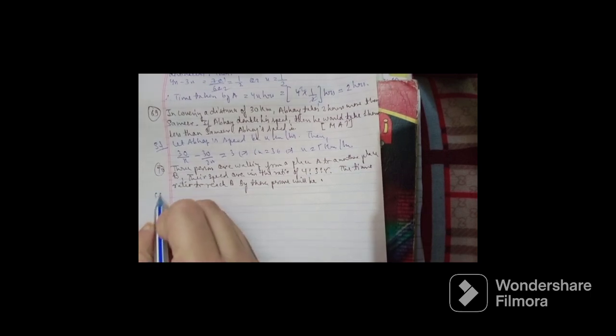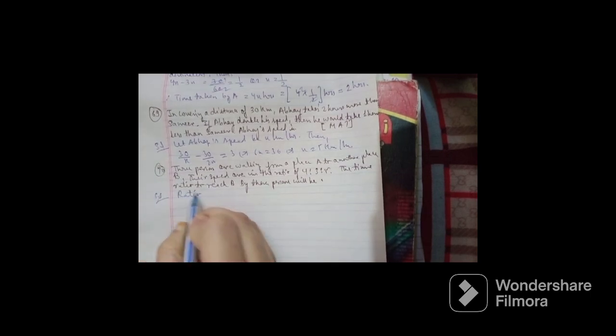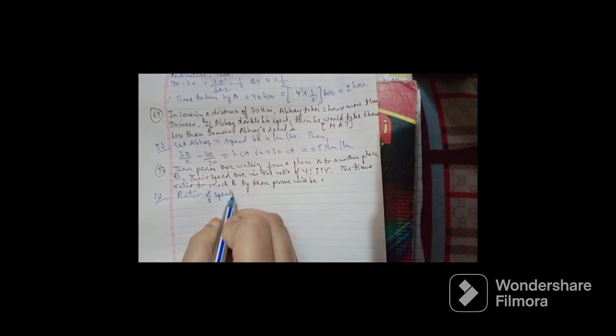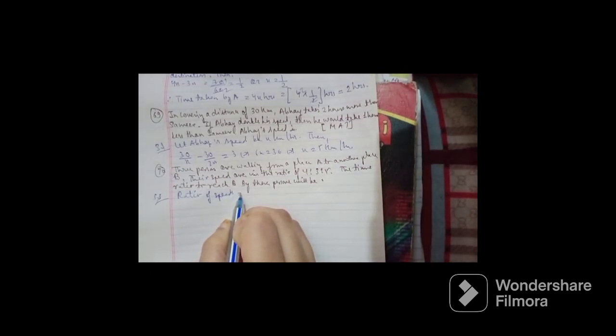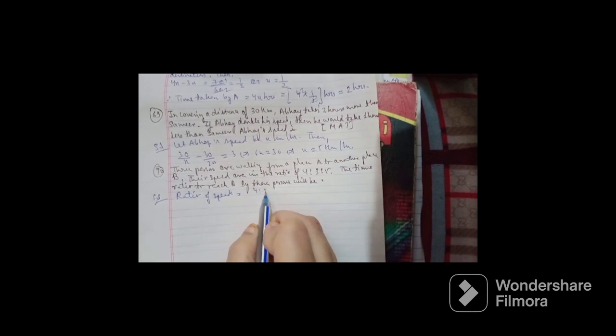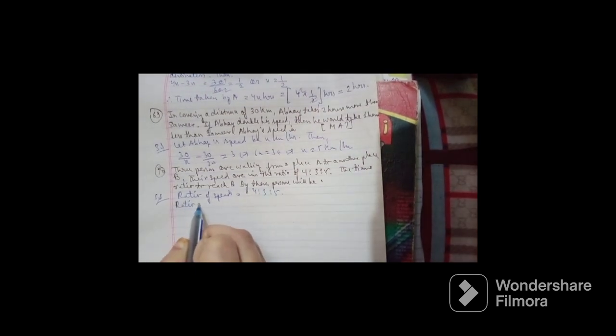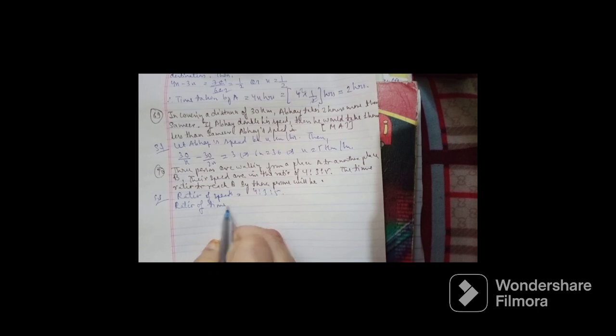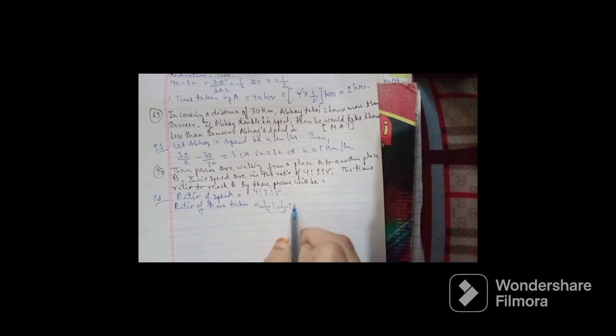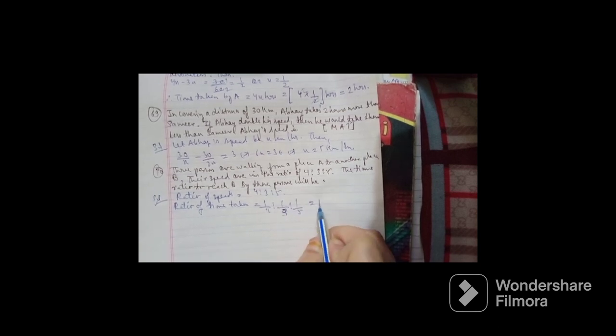Ratio of speeds equals 4:3:5. Ratio of times taken equals 1/4 : 1/3 : 1/5, which equals 15:20:12.